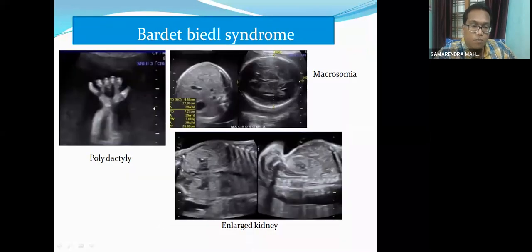And this is a case of polydactyly where examination reveals macrosomia, and both the kidneys are enlarged, hyperechoic, and the pelvis part is enlarged. It is a case of Bardet-Biedl syndrome.